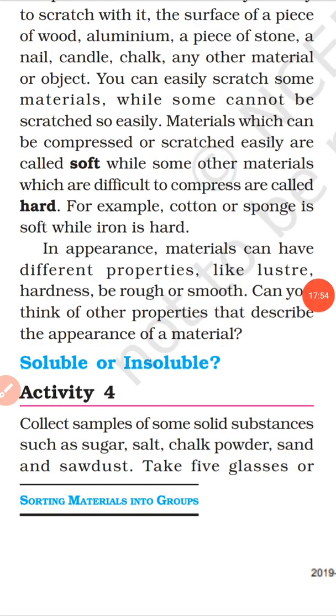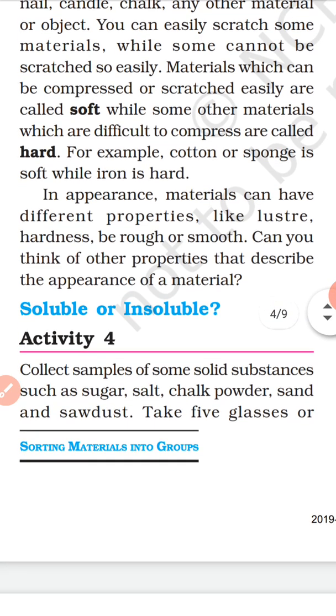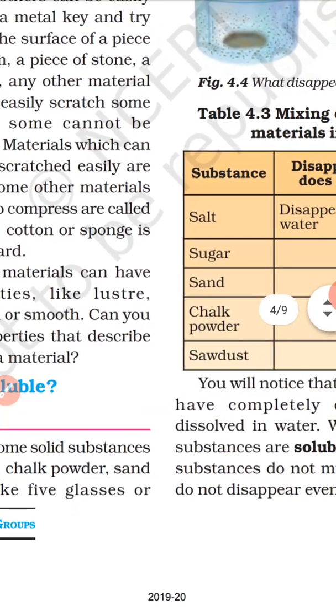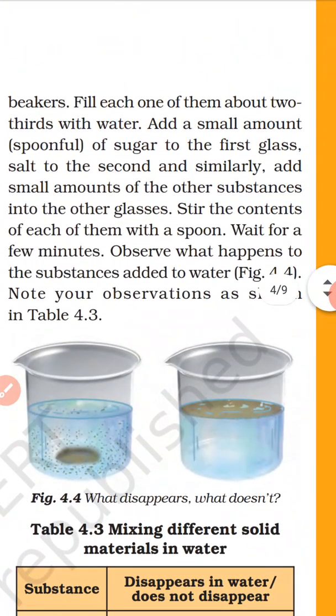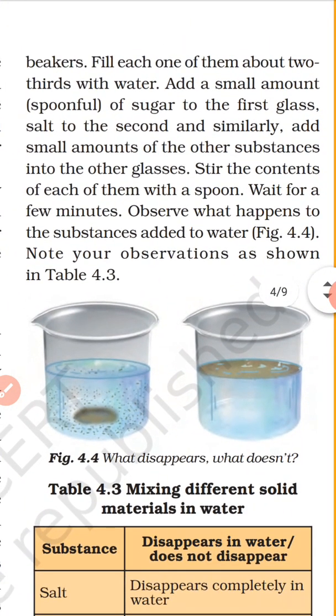So now students, we will discuss about the soluble or insoluble. Activity 4. Collect sample of some solid substances such as sugar, salt, chalk powder, sand and sawdust. Take 5 glasses or beakers. Fill each one of them about 2/3 with water. Add a small amount of sugar to the first glass, salt to the second, and similarly add small amounts of the other substances into other glasses.